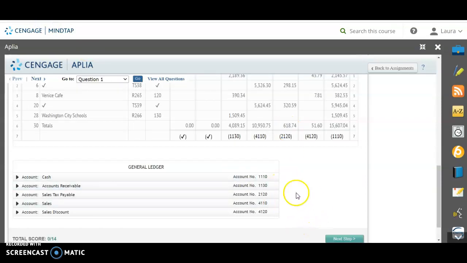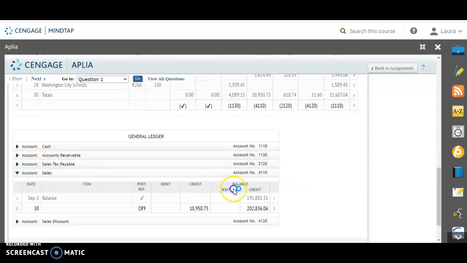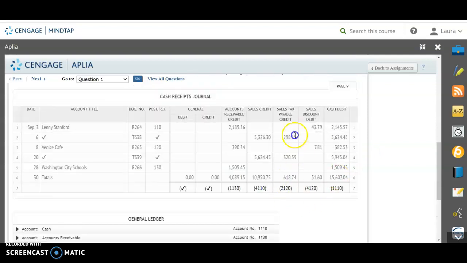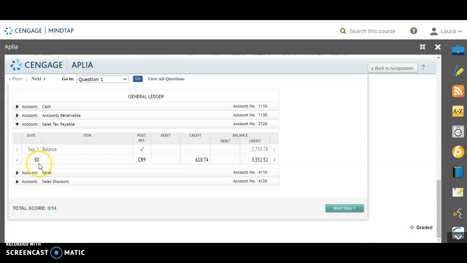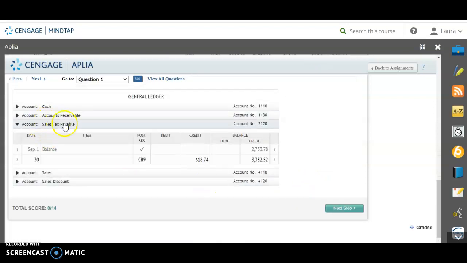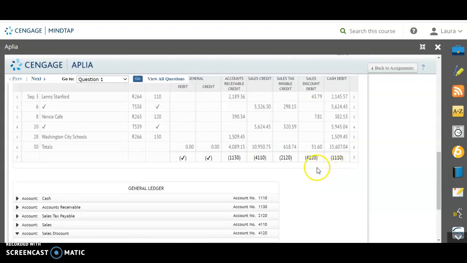Okay, I went ahead and filled in all the amounts that we need to do, so we'll just double check. Once you're done posting, you should have all the account numbers underneath. So our sales credit, once we put that entry in for our total, our new balance is $202,836.06, account number 4110 is plugged in. Sales tax, we had $618.74 as a credit added on to the previous balance, so we should have $33.52.52, and $21.20 is plugged in underneath. Our sales discount is a debit, so we have $51.60 as our debit, and now we have added that onto the debit balance, so $772.66, plug the $41.20 underneath.